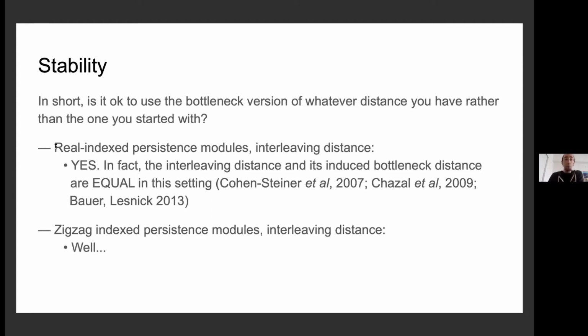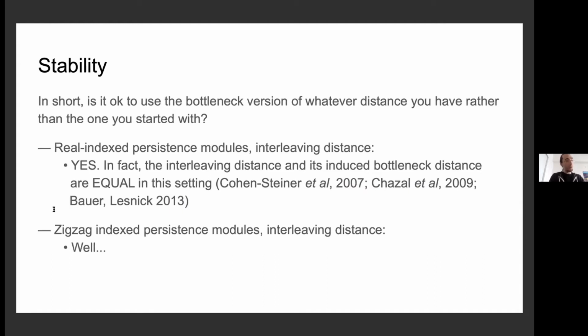As it turns out, for real index persistence modules, and the interleaving distance in particular, its induced bottleneck distance is very, very okay to use because it is in fact equal. It is isometric to the distance you started with. You lose nothing by being able to decompose everything, deal with them all pairwise, and just have a computationally and intuitively much easier problem to approach. This has a bit of a long history of its progressive developments, so most of those are referenced here.